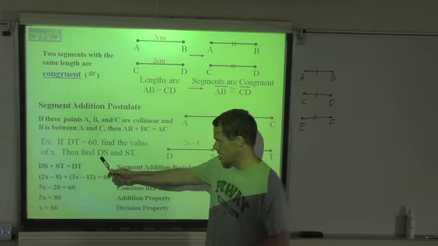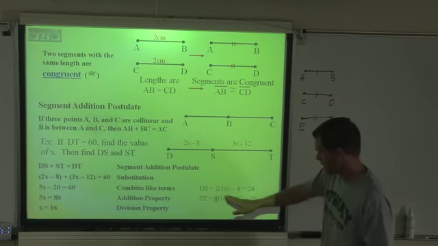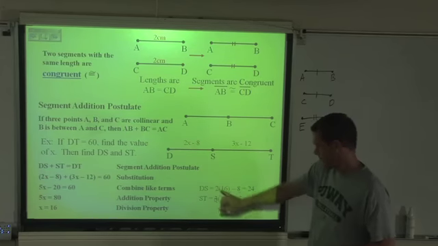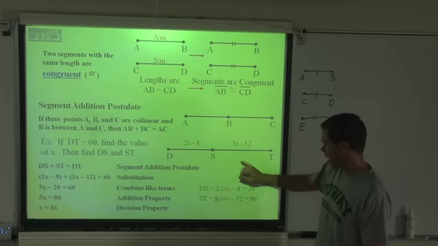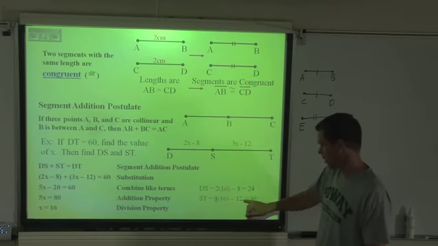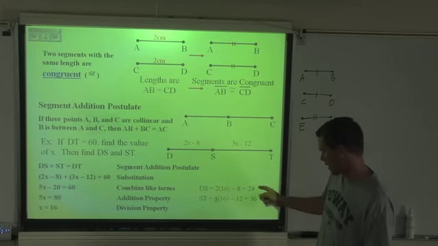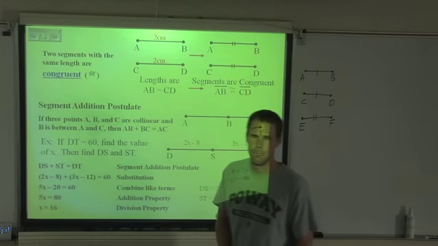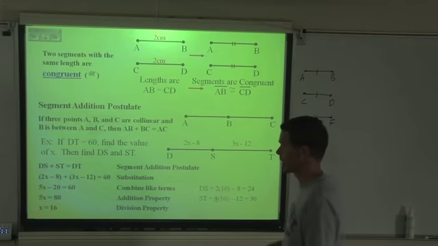We still need to find DS and ST. We use substitution once again. DS is 2 times 16 minus 8, which becomes 32 minus 8, which is 24. And we have 3 times 16, which is 48, minus 12, which becomes 36. Confirmation that we are correct is that 24 plus 36 equals 60. That's our sample problem for how to work with the segment addition postulate.